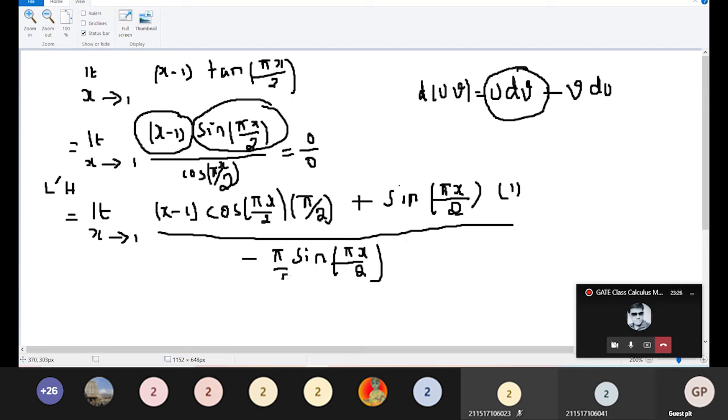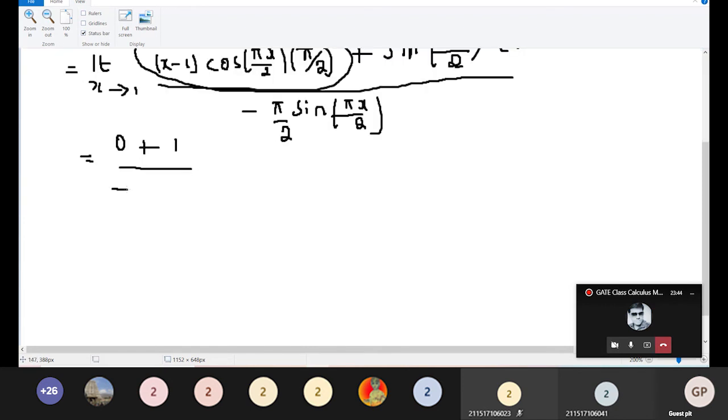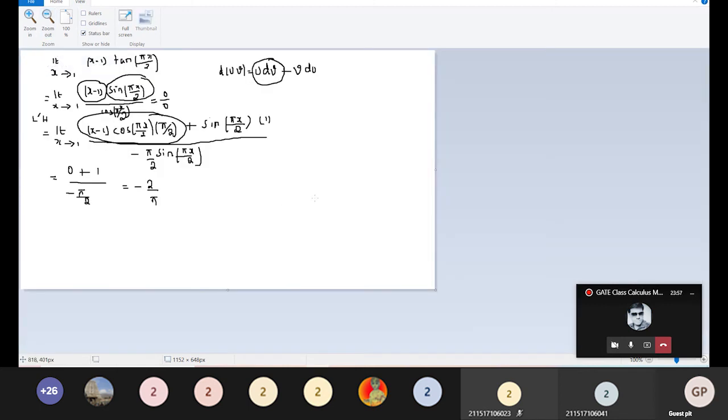Now applying the limit, x is equal to 1, this term will be 0 because 1 minus 1 is 0, plus sine pi by 2, whose value is 1, so 1 into 1 is 1. The denominator is minus pi by 2 into sine pi by 2, and again sine pi by 2 value is 1. So this can be written as minus 2 by pi. Understand this? Any doubt?